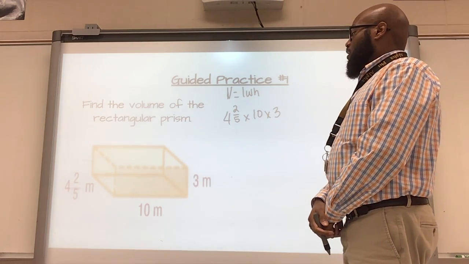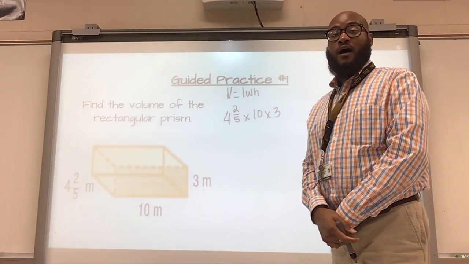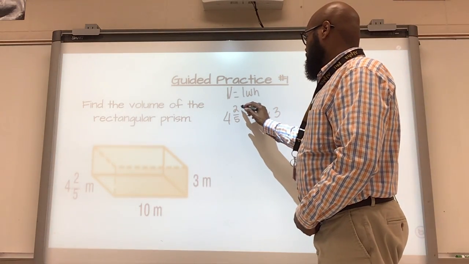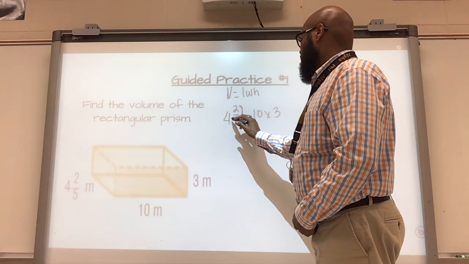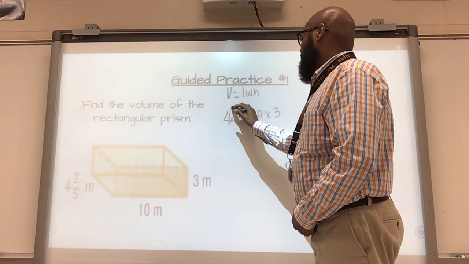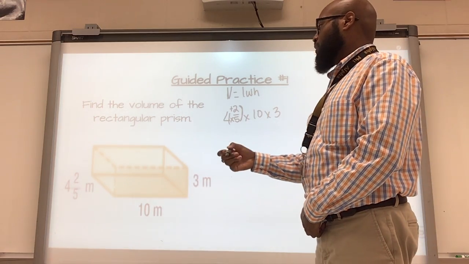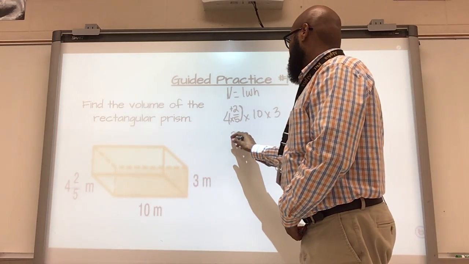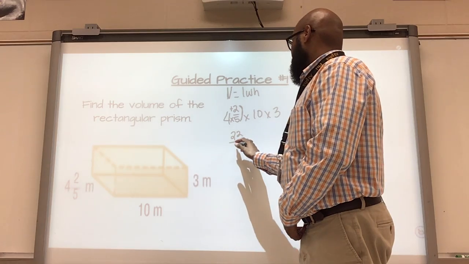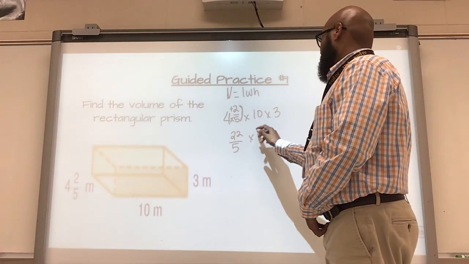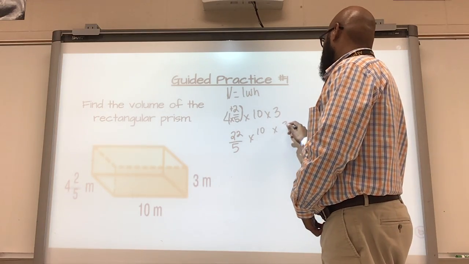To do this, we must change them all into fractional form. So like you all have said, you're going to do the backward C. You're going to take 4 times 5 and add 2 to that product. So 4 times 5 is 20, plus 2 equals 22. We keep the same denominator. So we have 22/5 times 10 times 3.